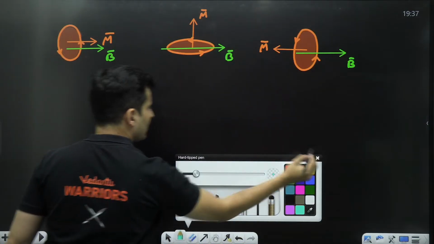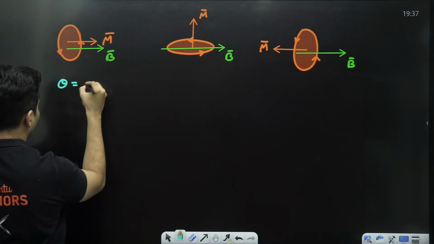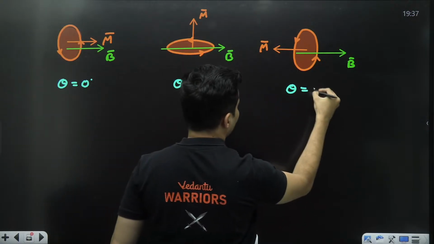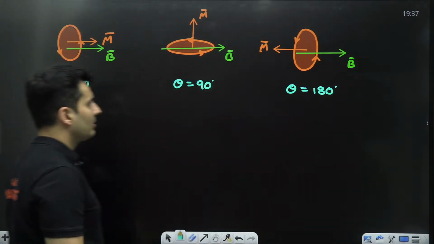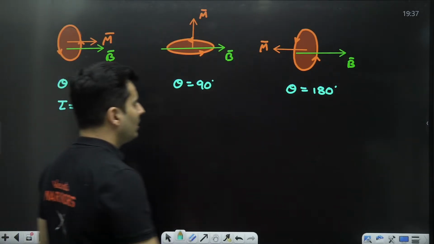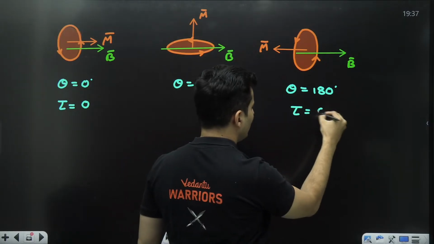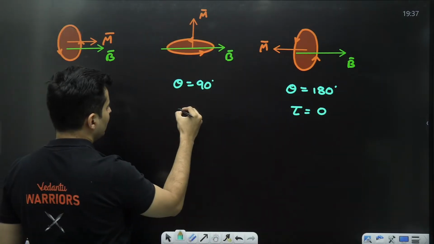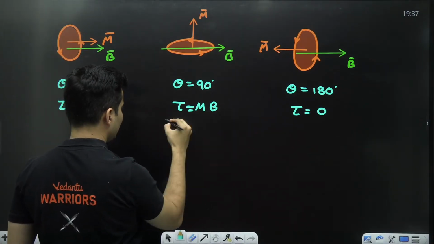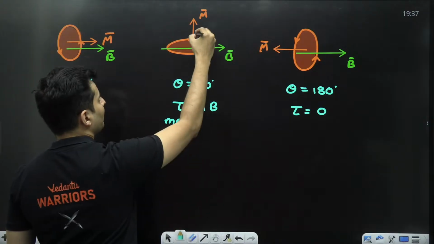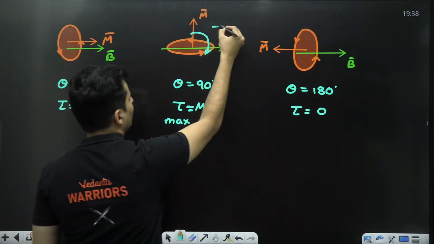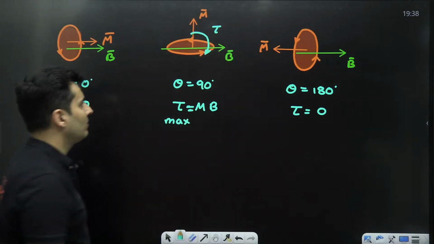In the first case, the angle between magnetic field and magnetic moment is 0. Here the angle is 90 degrees. Here the angle is 180 degrees. If you ask me what the torque is, sine 0 is 0, it will be 0. Here sine 180 is also 0, so it will be 0. Here the torque will be MB sine 90, which is 1. So this torque is actually the maximum torque, and this torque will try to pull the magnetic moment in the direction of the field.